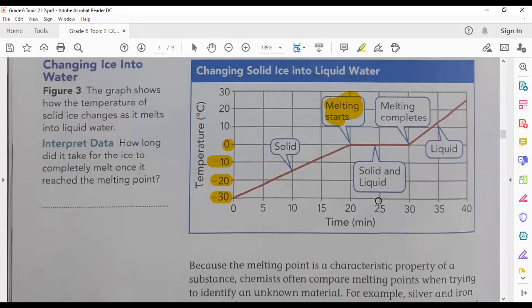After 25 minutes, the same thing. Its temperature is still 0 and part of the ice cube is still solid and the other part is liquid, until melting completes at this temperature, 0, after 30 minutes, and the temperature is still 0. After that, for example after 31 minutes, 32, 33, the whole ice cube becomes liquid. Again, I will explain it again for you.